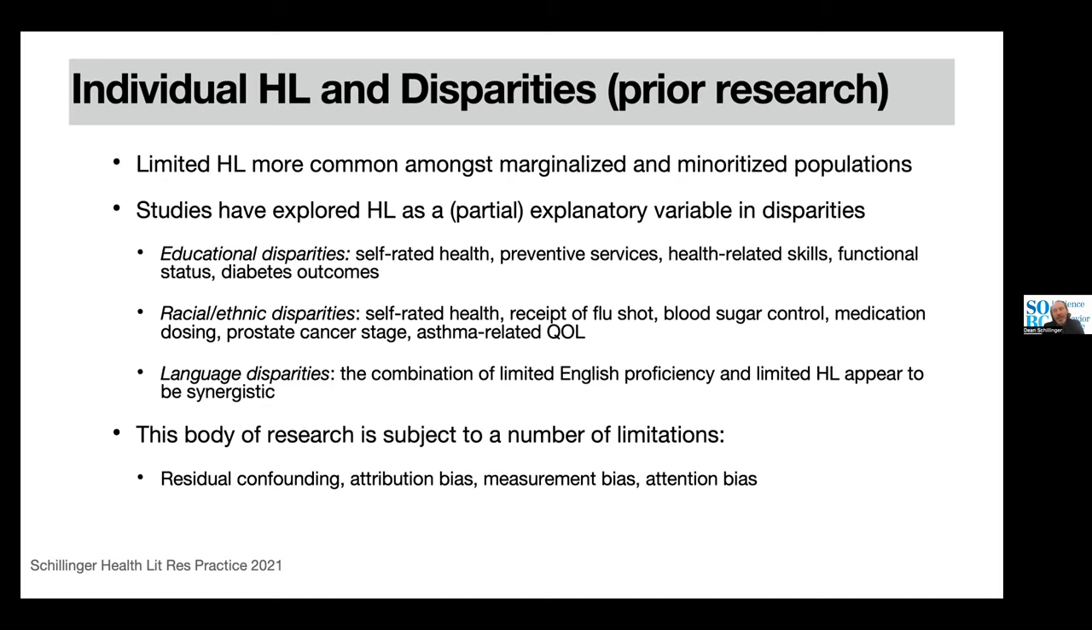However, apropos of Dr. Gee's speech about the mismeasurement of race, ethnicity, and related constructs and the dangers of attribution therein, this body of research, I think, has been subject to a number of limitations. First of all, in studies that attempt to measure the degree to which health literacy is an explanatory mediating variable between a social determinant of health and a distal health outcome, we have to remind ourselves that there is a significant risk of residual confounding. More importantly, there is significant risk of attribution bias, wherein health literacy may simply be a marker or proxy for other more upstream indicators of marginalization.